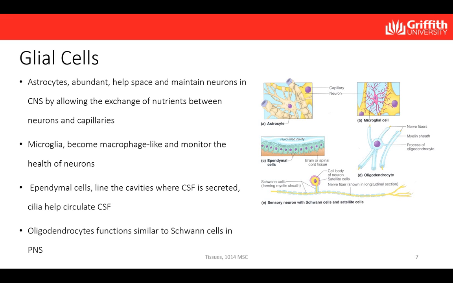Microglial cells can become macrophage-like cells that phagocytose microorganisms and dead neuronal tissue. The ependymal cells line the central cavities of the brain and spinal cord, where cerebrospinal fluid is secreted. The beating cilia present on these cells help circulate the cerebrospinal fluid. Finally, oligodendrocytes have a similar function to that of Schwann cells by producing the myelin sheath in the central nervous system.